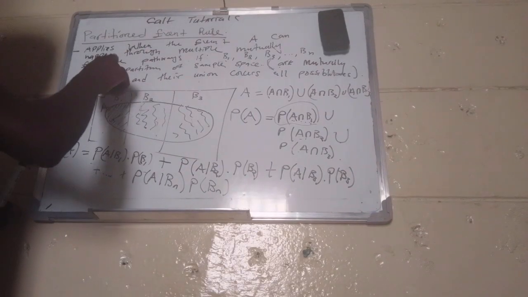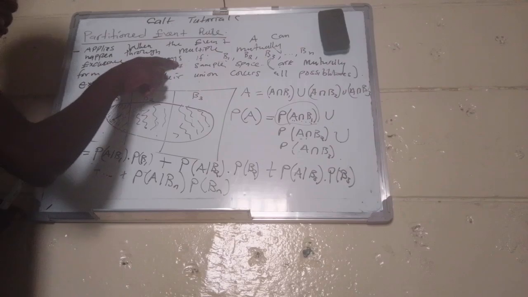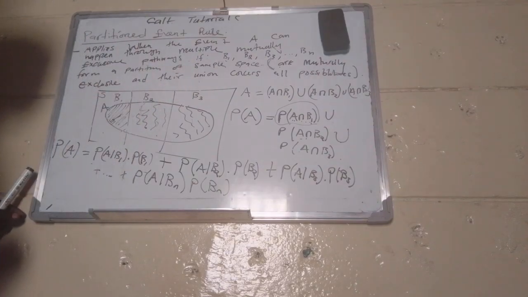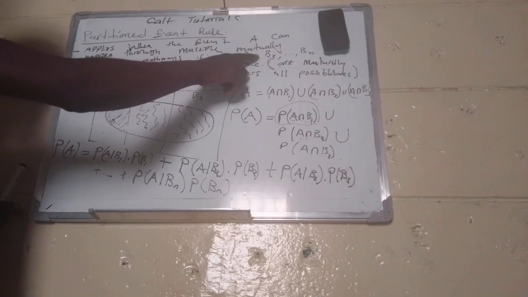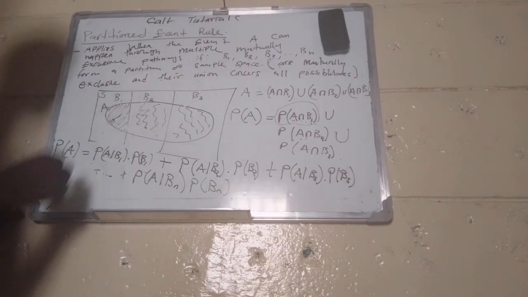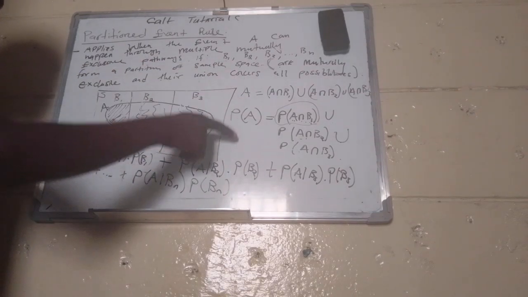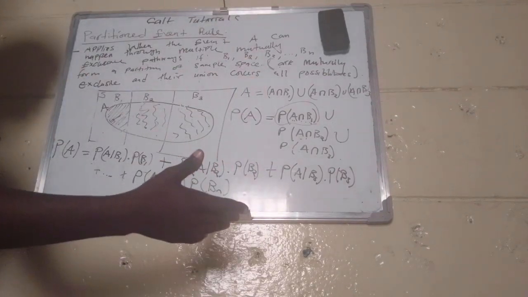So what are we simply saying? If A can happen through multiple mutually exclusive pathways, what are these pathways? It can be B1, B2, B3 up to Bn. So the whole sample space has been divided into B1, B2, B3, B4, B5 up to Bn.